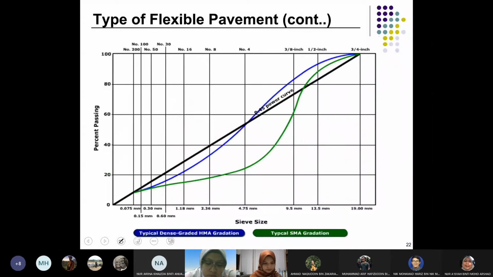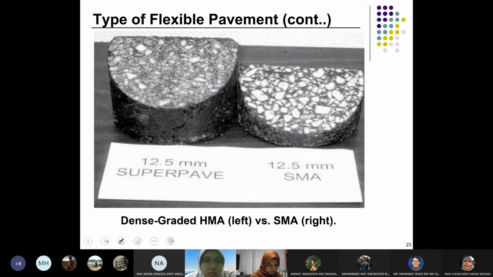Okay, so these are the types of flexible pavement. This is SMA and this is the dense graded. The one in blue color, dia more close, yang warna biru tu, dia close to the power curve. Lebih dekat the graph to the power curve ni lebih bagus dari segi quality. So, kalau tengok SMA tu dia makin menjauh kan. Dia keluar semua, dia makin jauh daripada power curve. So the strength will also be lower. Okay, this is the example.